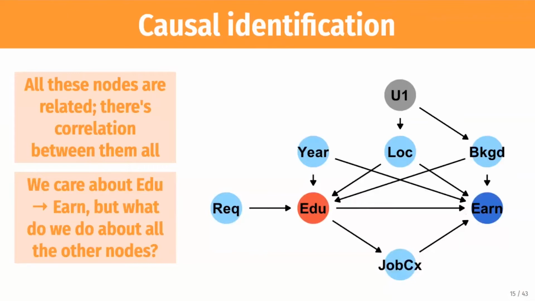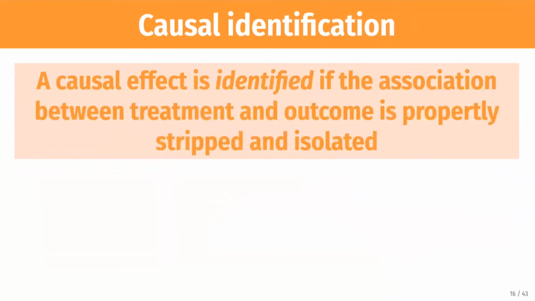But all of these arrows also pass other associations on. So required schooling causes you to get more education. Having job connections causes you to get more earnings. And so we want to isolate just that one arrow. So how do we do that? What about all those other nodes? What we care about is something called causal identification. And this idea of identification just means that that arrow is isolated. And if we can isolate that arrow, then we have a causal effect.